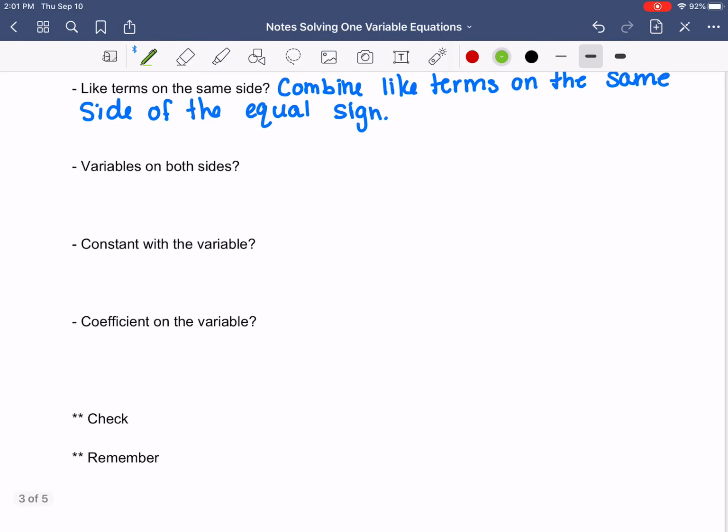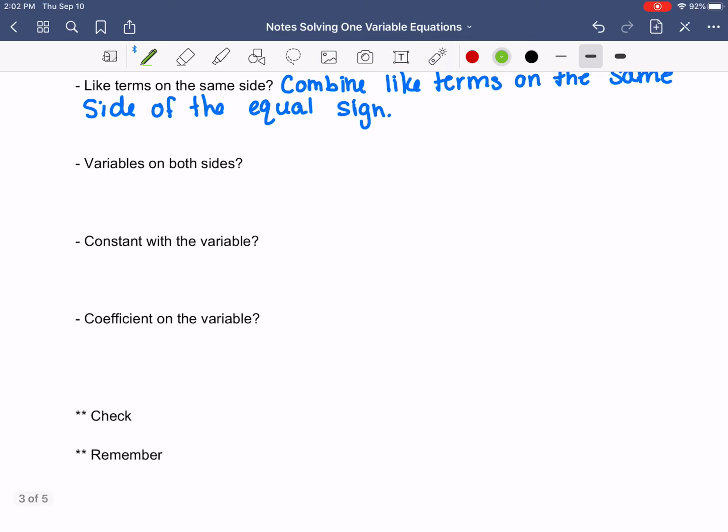you want to look at, do you have variables on both sides? If you have variables on both sides, what you're going to do is undo one of the variables. So you pick. A lot of people always move their variable to the left. Some people move whichever one has the smallest coefficient. Sometimes they always just try to make it positive, whatever it might be. You just want to undo your variable from one side using the addition or subtraction property.